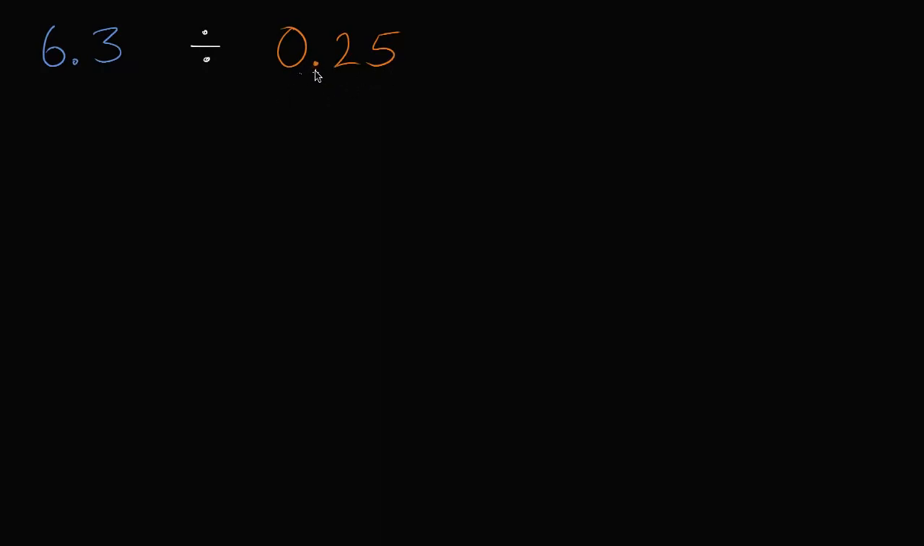Well, if I multiply by 10 once, then the decimal moves one spot to the right. And if I multiply by 10 twice, then I'm going to move 2 spots to the right. And 25 hundredths is going to become 25. I multiplied by 10 twice, which is the same thing as multiplying by 100. Now, of course, I can't only do it to 0.25. That would change the value of this entire expression. I also have to do it to 6.3.